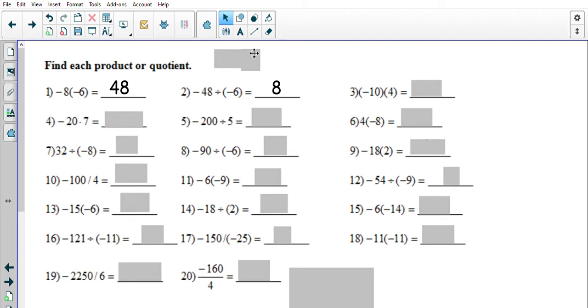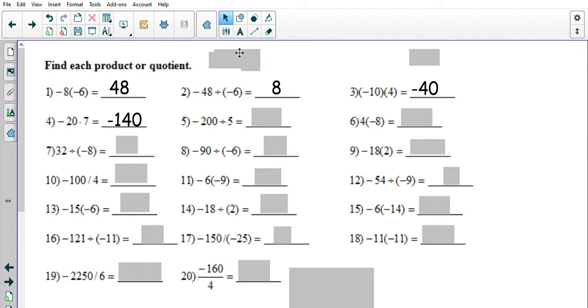Number 3, -10 times 4. Signs are different, which means my answer is going to be negative, and 10 times 4, of course, is 40. So final solution, -40. Number 4, -20 times 7. Signs are different, my answer will be negative. 20 times 7 is 140. I just take 2 times 7 to get 14, tack on a 0, and of course, the final answer will be -140.